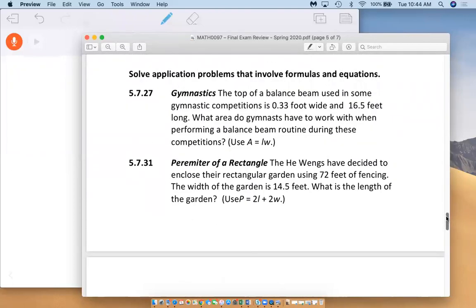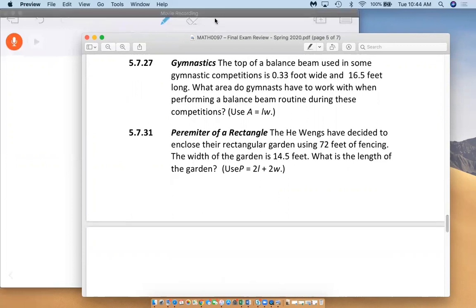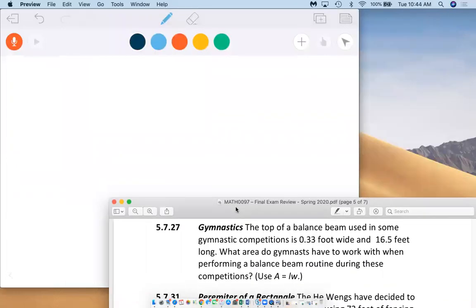So here we have another two application problems where we're looking at formulas. They involve formulas and equations. Gymnastics. So here we have 5.7 number 27. The top of a balance beam used in some gymnastic competitions is 0.33 foot wide and 16.5 feet long. What area do gymnasts have to work with when performing a balance beam routine during these competitions? So what shape is the top of a balance beam? Does anybody know?